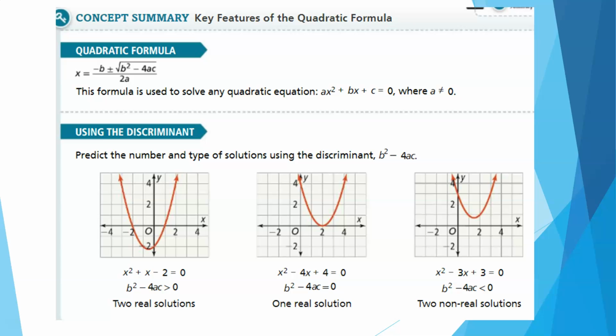All right, just a quick summary of 2-6. The biggest thing is we want to make sure we know what the quadratic formula is and how to use it. And then we also want to understand this idea of the discriminant.